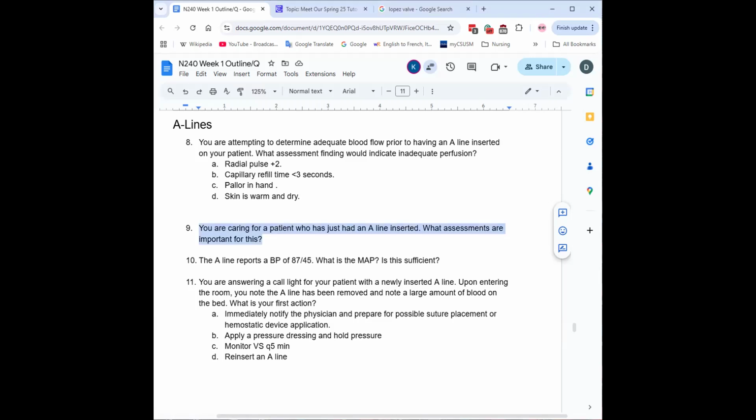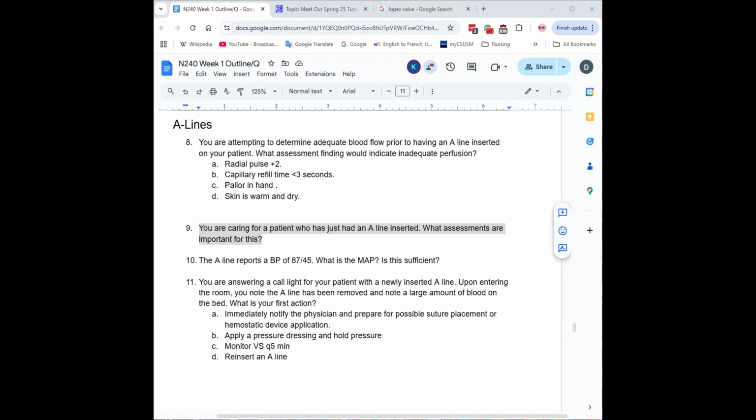Number 9, you're caring for that patient. They just had it inserted. What assessments are important for this? So we talked about it. Hand color's one. What else? CMS, I love that CMS. Pulses, cap refill, CMS, assess the site for infection and bleeding. Also stabilizing with that splint.